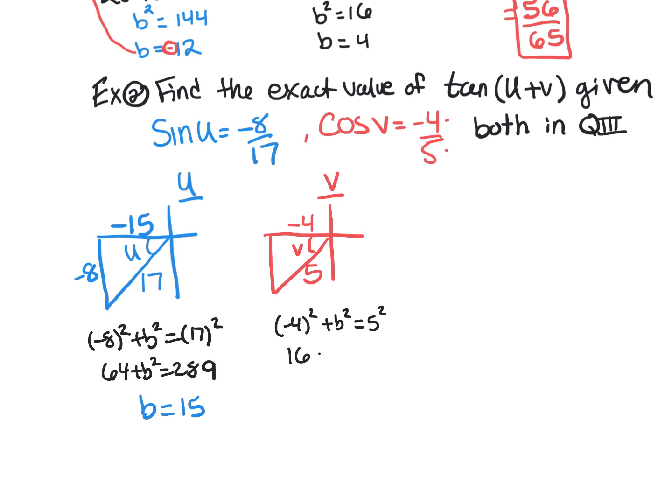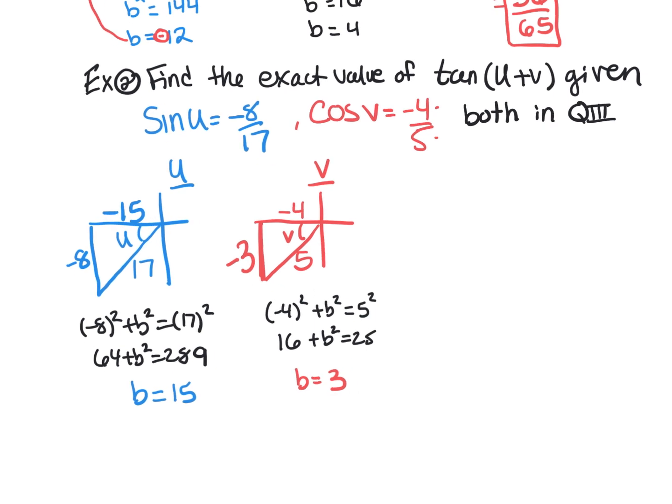So we'll have 16 plus b squared equals 25, and when we subtract 16 from both sides and solve for b, we get b equals 3, but on the side of the triangle it is, that'd be a negative y, so it would be a negative 3. So you just got to make sure your signs are matching with the quadrant that you're in.